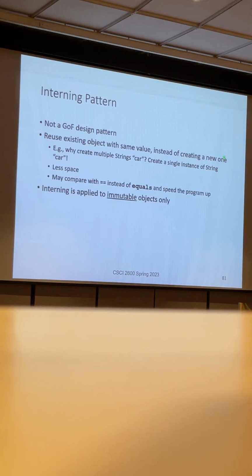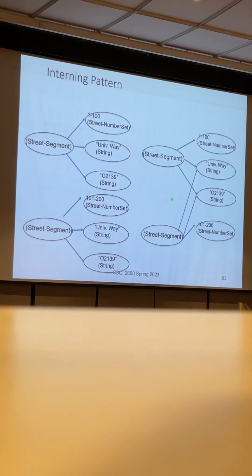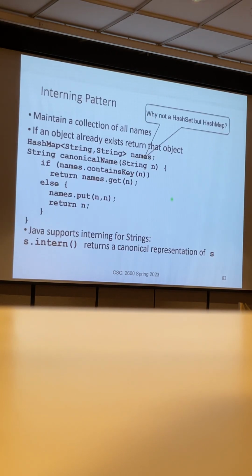All right, so the idea: why the interning pattern? Because we don't want to create duplicate objects. Obviously this only works for immutable objects, right? If objects are mutable, they can change, and we should not be implementing this pattern. All right, so let's skip this example and turn to a slightly different example.